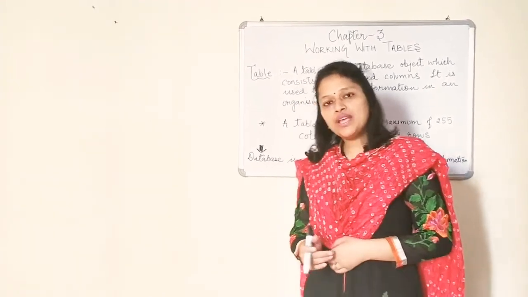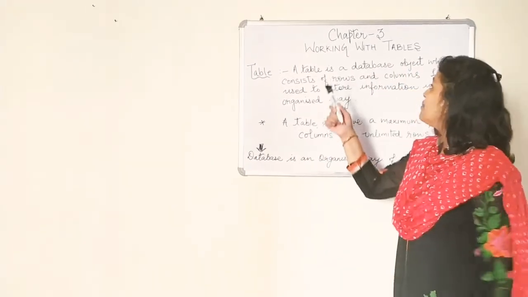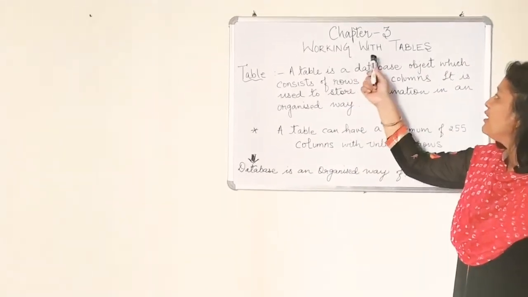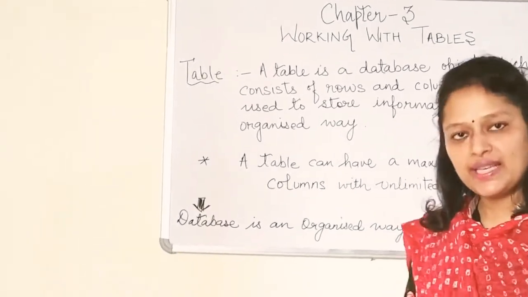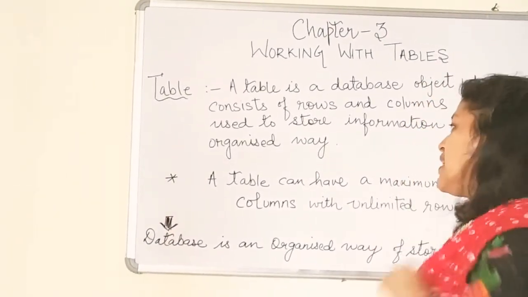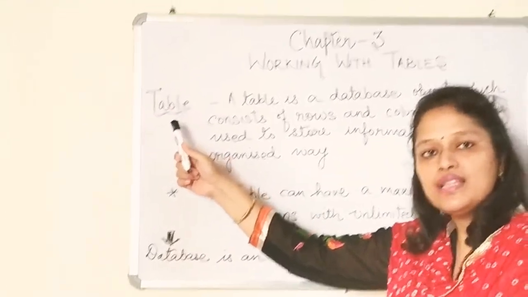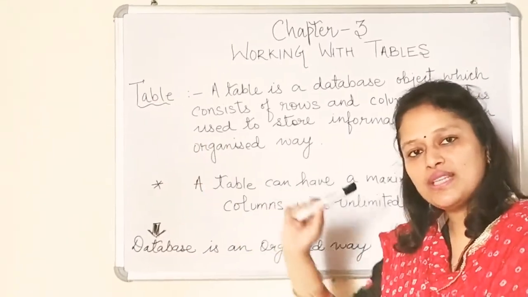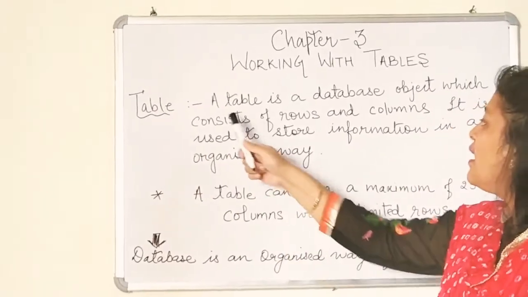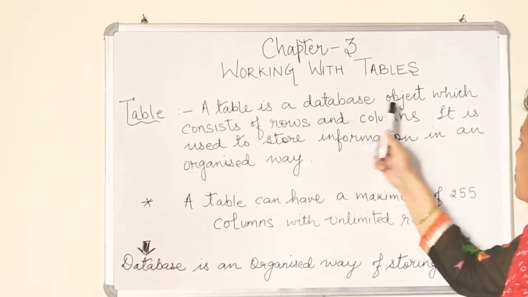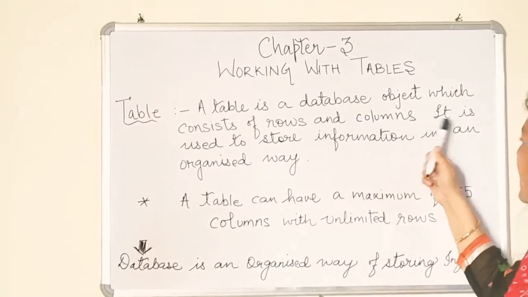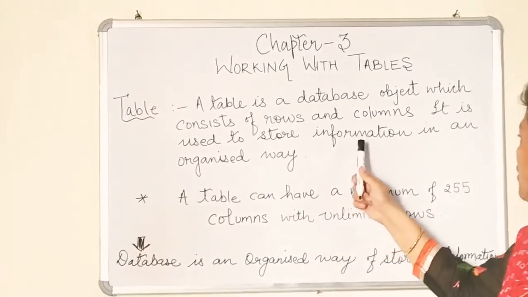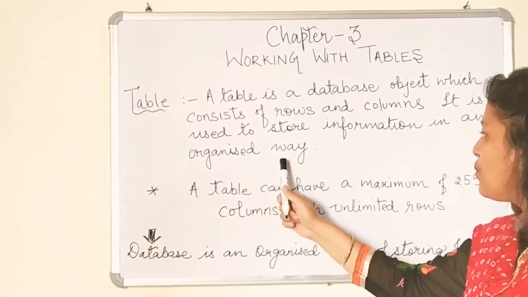Now today we are going to start the next chapter 3, Working with Tables. Now this chapter is in continuation with Access. So now let's start. What is a table? This is the first concept. A table is a database object which consists of rows and columns. It is used to store information in an organized way.